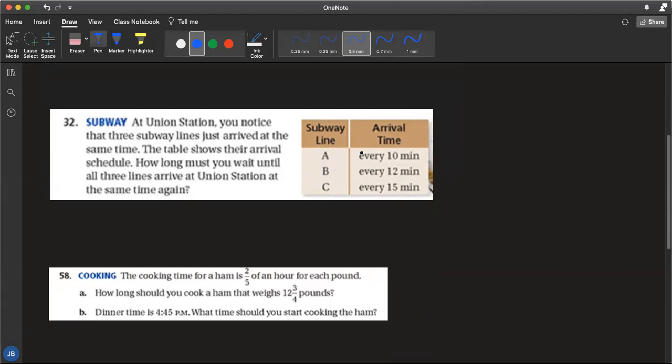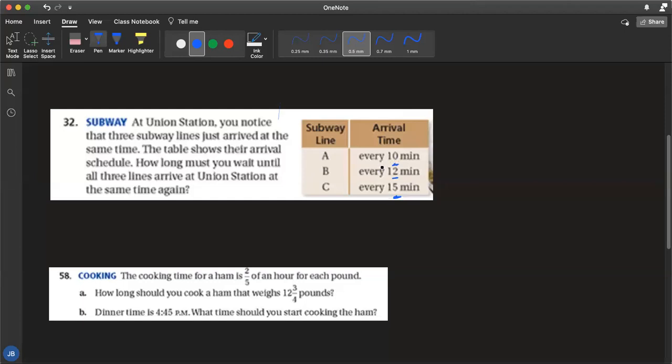So did anybody know how to do this one? Did anybody get this one? No? Okay, perfect. So this will be a good one that we can go through, right? So we have to figure out how long we have to wait until all of these come through. So one's every 10 minutes, one's every 12, and one's every 15. So does anybody know what we're trying to find here? Go ahead, Jerry. The least common multiple of all 3 numbers. Perfect. So we're looking at the least common multiple. So we're trying to figure out when all of these will meet up again, at what number.